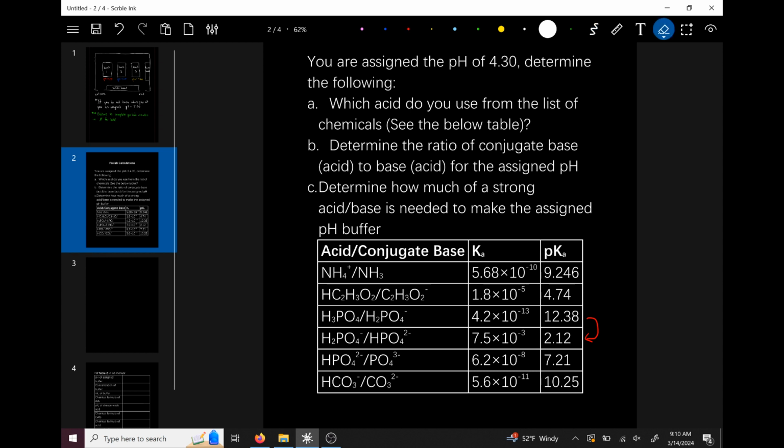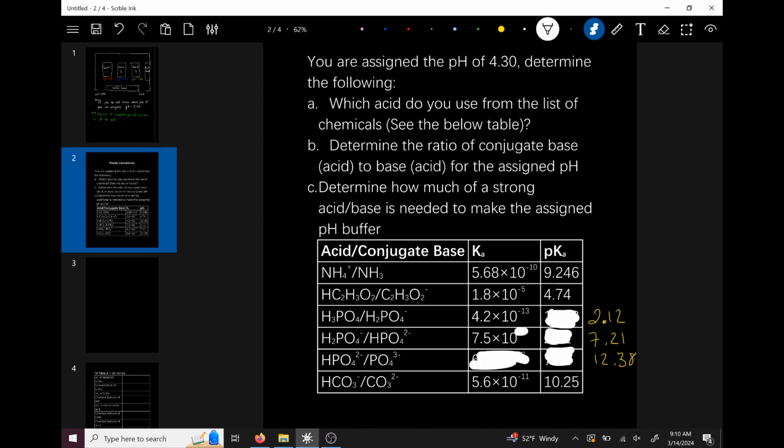So let's do this. 2.12, and then this should be 7.21, and this should be 12.38. I'll have to fix that later. That's my bad. Let's just blot these out. All right. Those are incorrect.